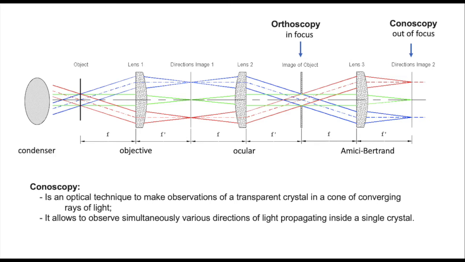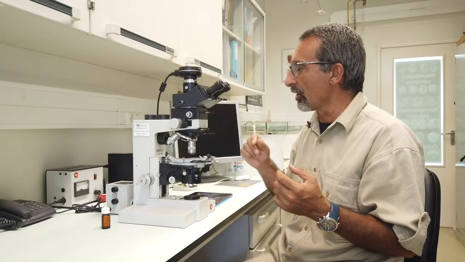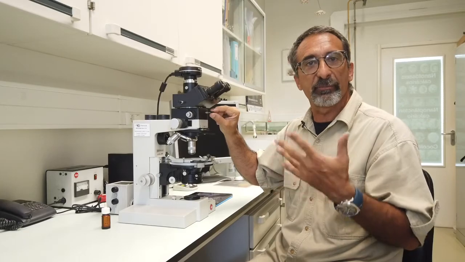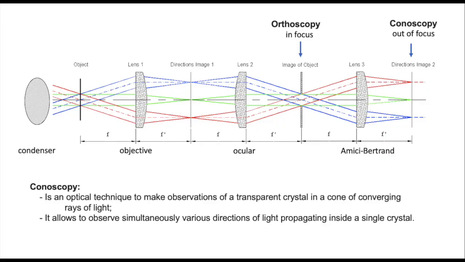The second is a different method in which the object is out of focus and we need to insert an extra lens, the Amici-Bertrand lens that we referred to in the first video. With this configuration, we obtain on a single field of view the effect of a cone of converging rays crossing the mineral coming from several directions at the same time, from the most oblique in the periphery of the field of view to the most vertical in the center.